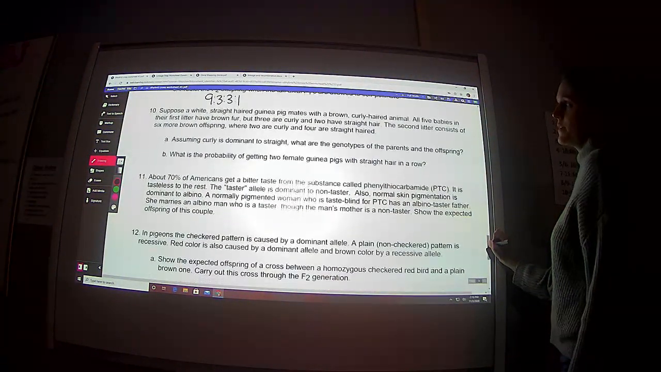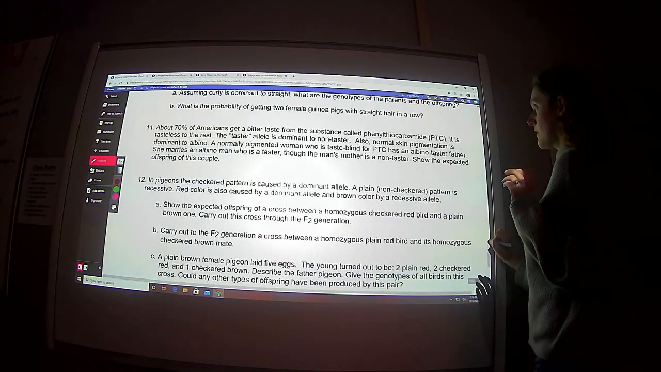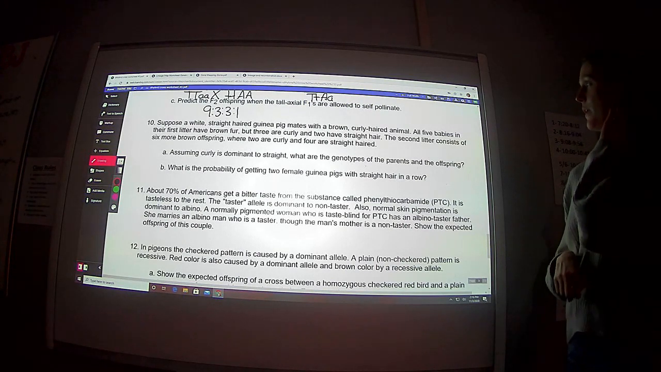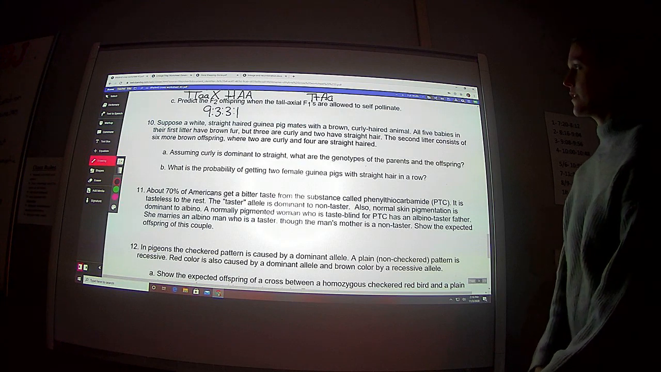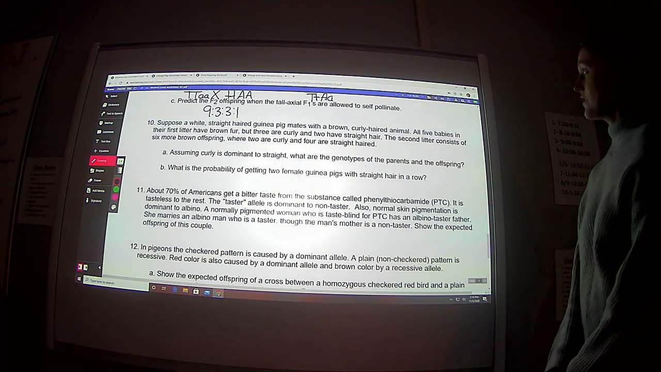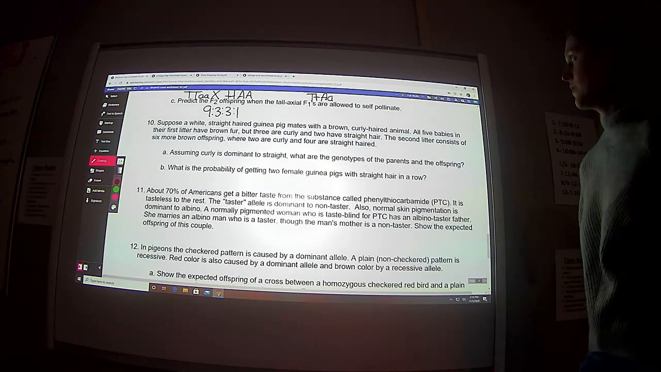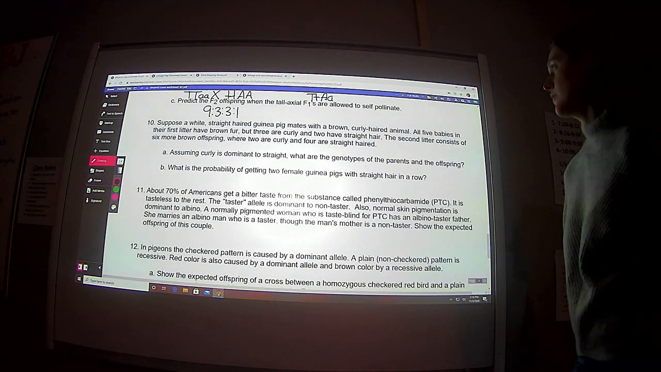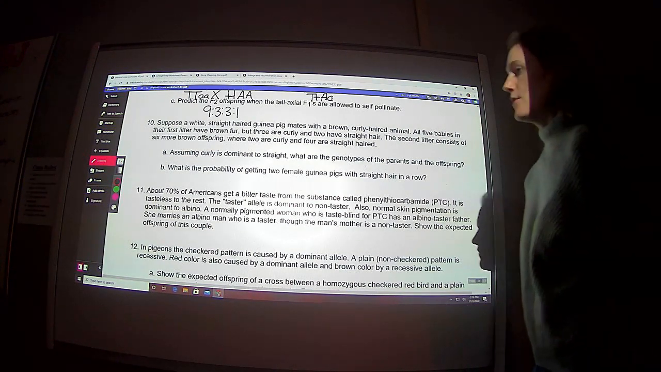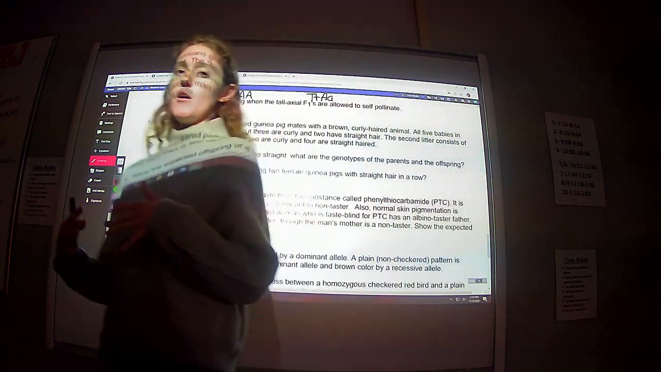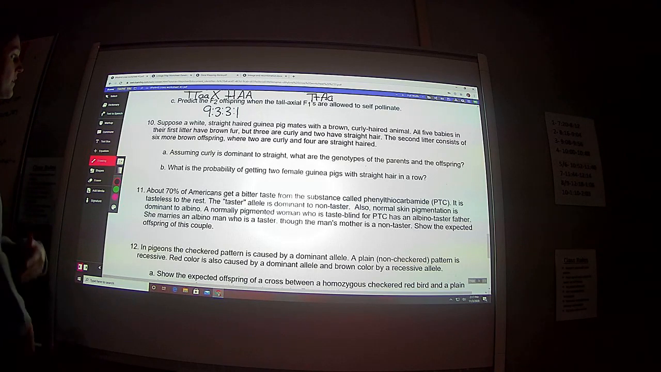Number 10 here. Suppose a white straight-haired guinea pig mates with a brown curly-haired animal. All 5 babies in their first litter have brown fur, but 3 are curly and 2 have straight hair. The second litter consists of 6 more brown offspring, but 2 are curly and 4 are straight. Assuming curly is dominant to straight, what are the genotypes of the parents of the offspring? So the parents are the ones who had the litter. We didn't change the mom and the dad at all throughout this entire cross. They had more than one litter.